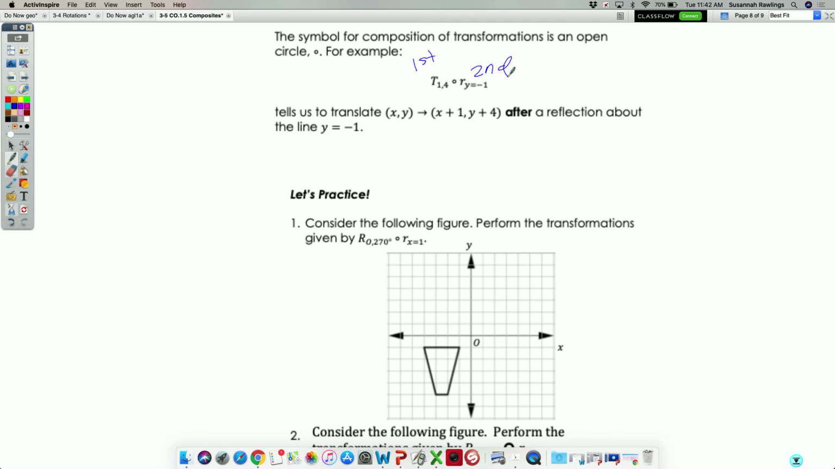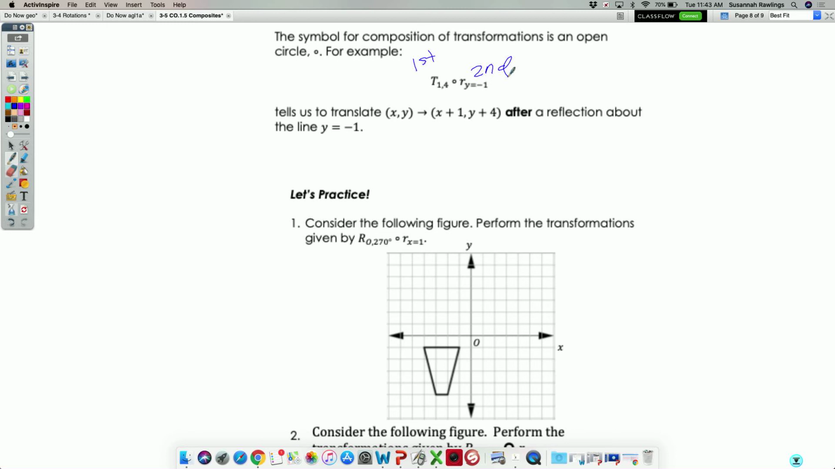So at first it tells us to translate. What direction? If it's +1 and then +4, that should be quick, guys. Right 1, up 4, good. And then we're going to reflect across the line y equals -1.